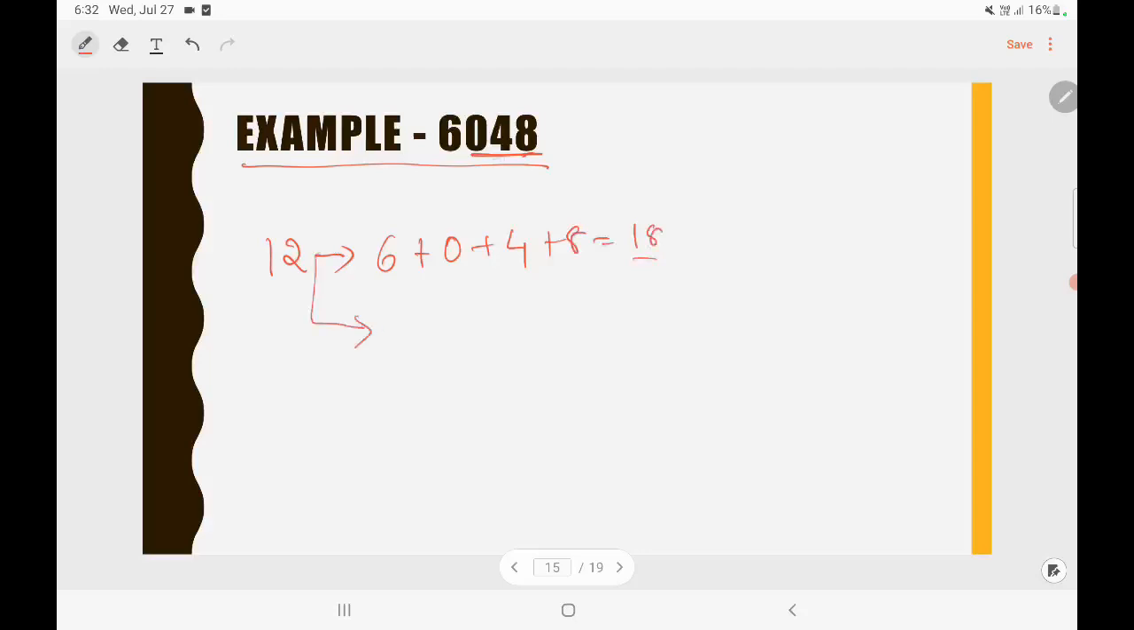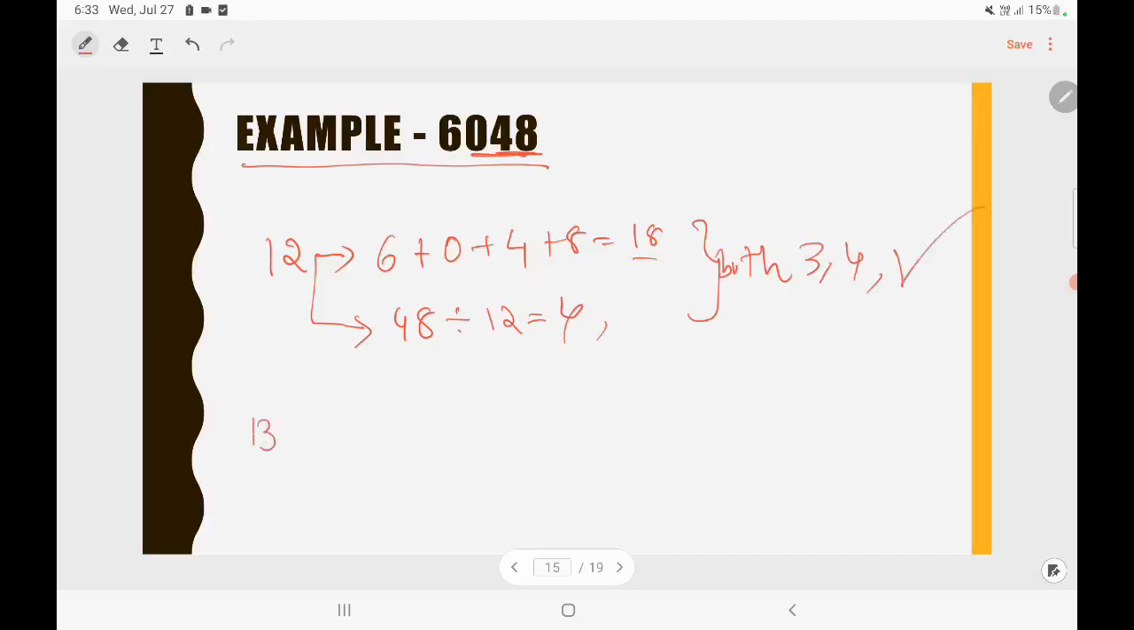Similarly, for checking with 4, what you need to do? You need to take the last two digits, 48. Is 48 divisible by 4? Yes, 48 divided by 4 is equal to 12. Therefore, 6048 is divisible by both 3 and 4. Therefore, it is divisible by 12.